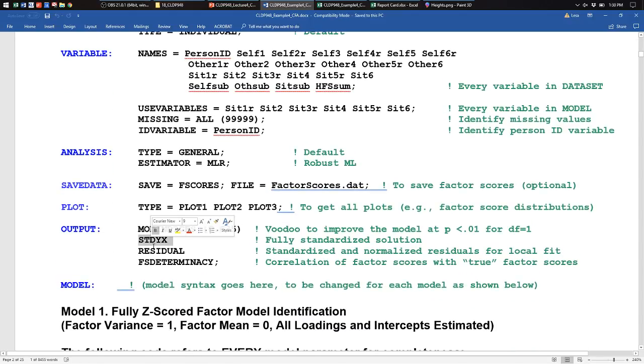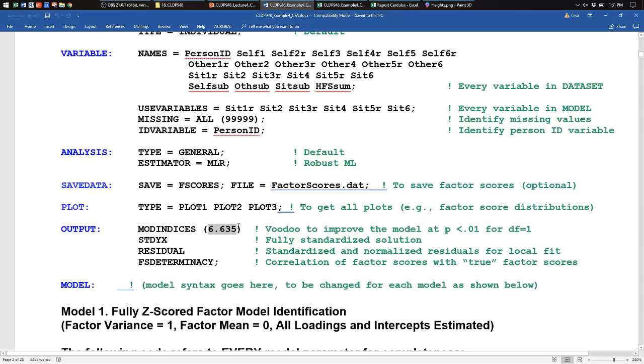STDYX gives you the standardized solution. Residual gives you those discrepancies. It's the difference between predicted and observed in a standardized metric. And mod indices, those are modification indices. Those are suggestions, things you can add to the model that will reduce the discrepancy between H0 and H1.